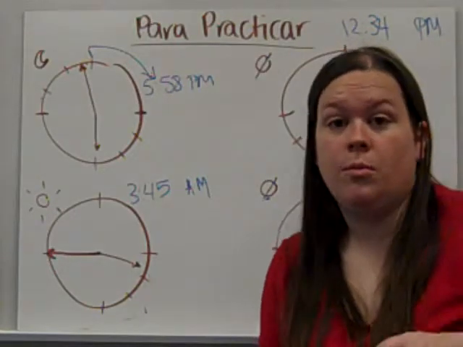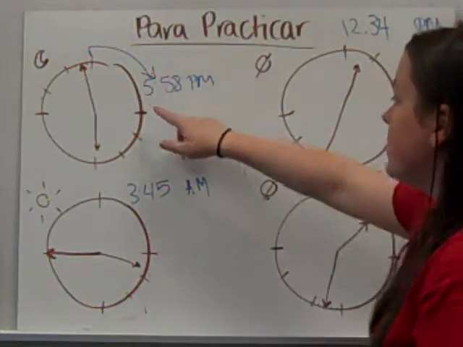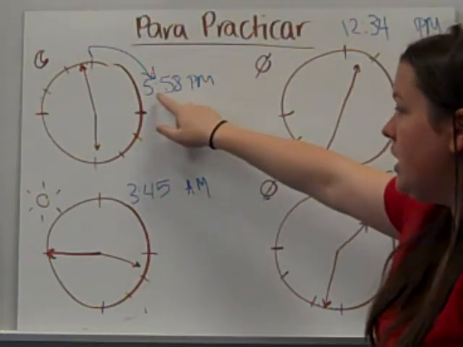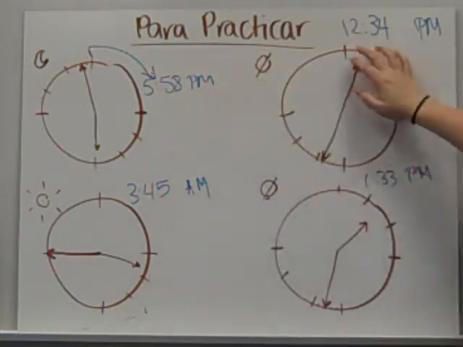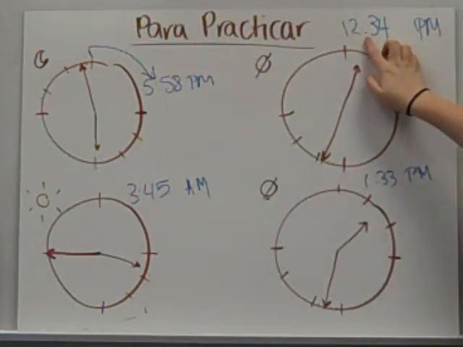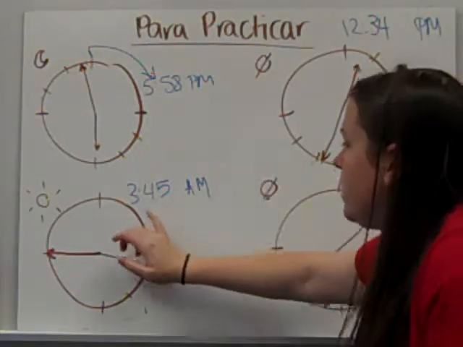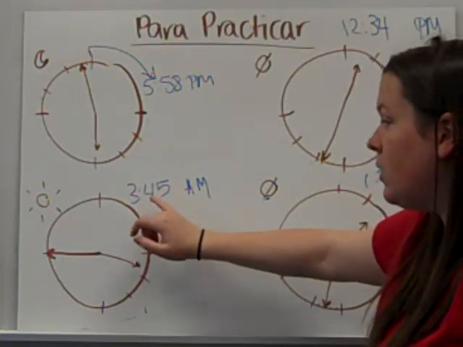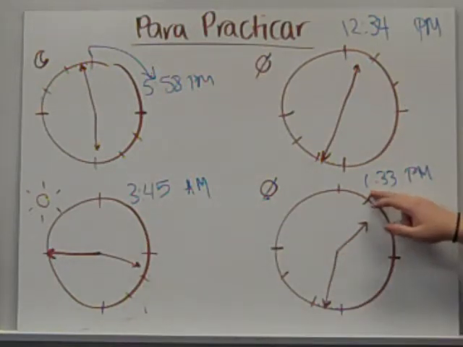If you still don't want to do minus times and you're doing adding instead, the answers would be son las 5:58 de la noche, son las 12:34 de la tarde, son las 3:45 de la mañana, and es la 1:33 de la tarde.